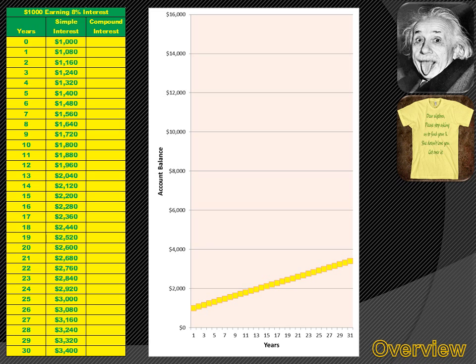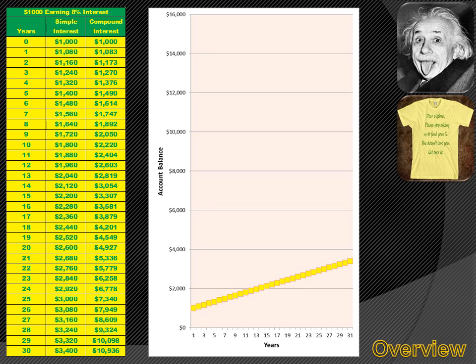In simple interest, you earn interest only on your original investment, $1,000 in our example. In compound interest, you'll earn interest on not only your initial investment, but on any interest that's accumulated in the account. In the case of this $1,000 investment at 8%, compound interest makes a huge difference.